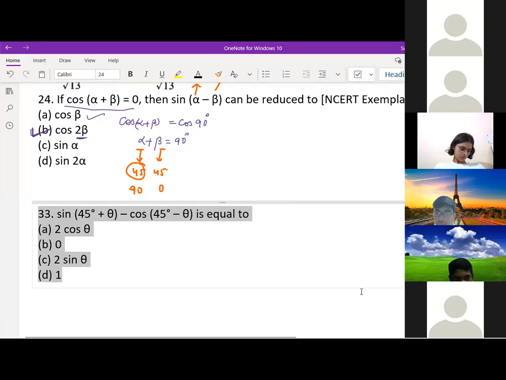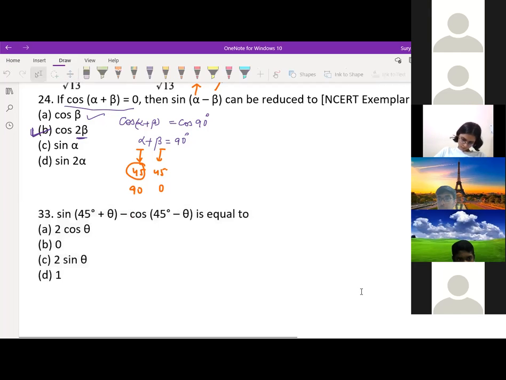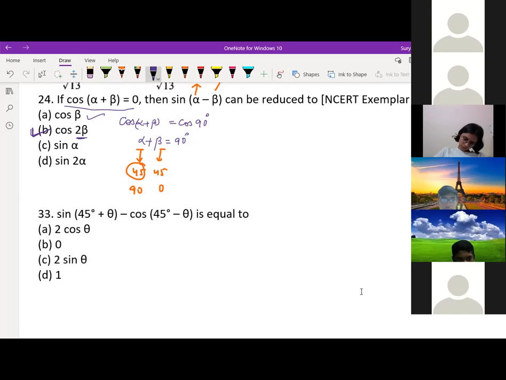Rasul, what is the answer? You are fully silent. What happened? Solve the question. Tell me: sine(45 plus theta) minus cos(45 minus theta) is equal to what? Sir, the answer is 0. Here also you can put anything, children, so that you will get the answer easily. Theta you take 45 here.